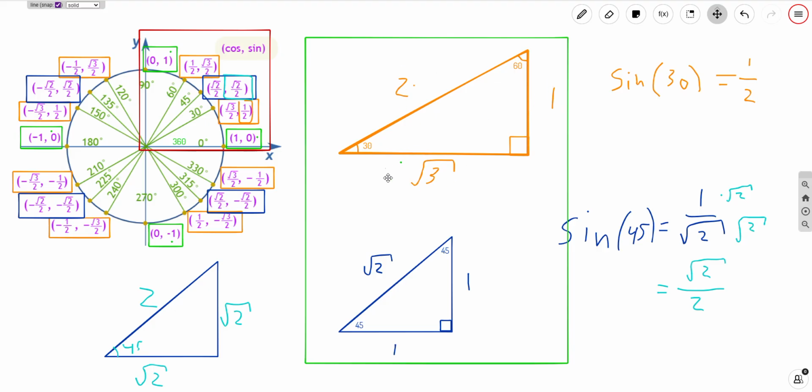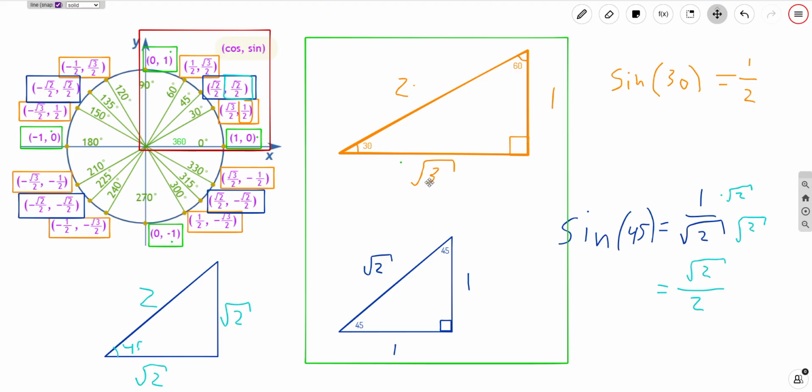Uno, dos, y tres. Pero cuidado que el 3 es raíz cuadrada de 3. This 3 is square root of 3, not just regular 3. So it's 1, 2, square root of 3. The shortest side is 1. The hypotenuse is the longest side. That's 2. And then the third side here is square root of 3.